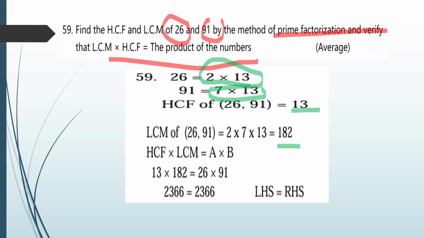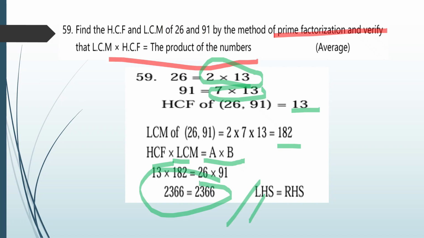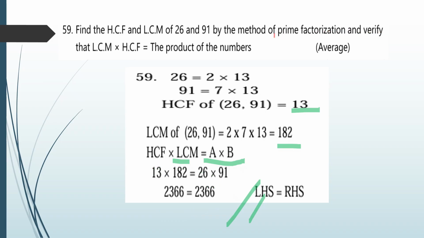LCM is 182. By using the formula, HCF 13 into LCM 182 is equal to A into B, which is 26 into 91. You will get 2366 as the answer. Same only you have to do. It is similar. 57, 58, 59 is the same type of question.